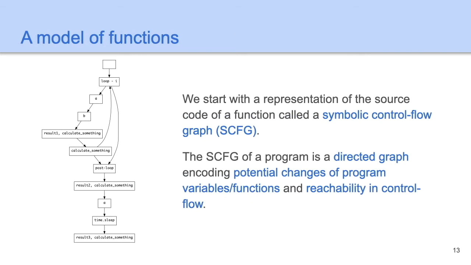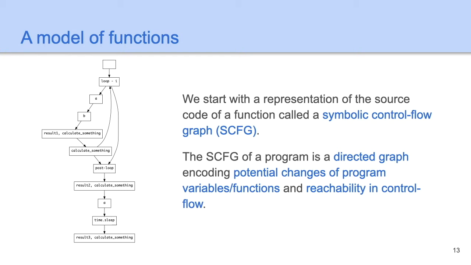Our first step in developing CFTL formally involves developing a model of functions, that is, a static model that we can build. So we start with a representation of the source code of a function called a symbolic control flow graph, and you see an example on the left. The SCFG of a function is a directed graph encoding potential changes of program variables or functions and reachability and control flow. For example, on the left, in one of the vertices near the top we have a loop with the variable i being changed, and then we encode the loop structure as a cycle in the graph.